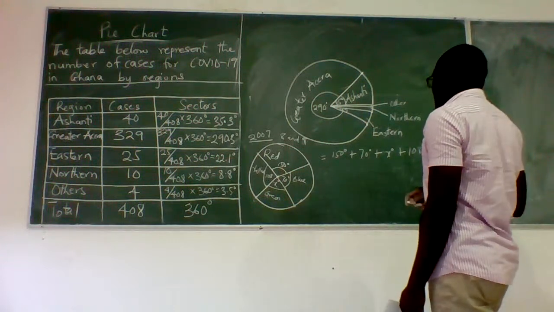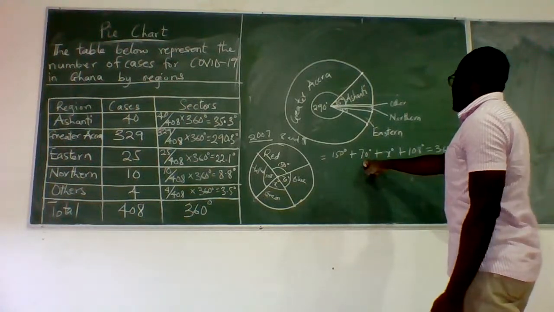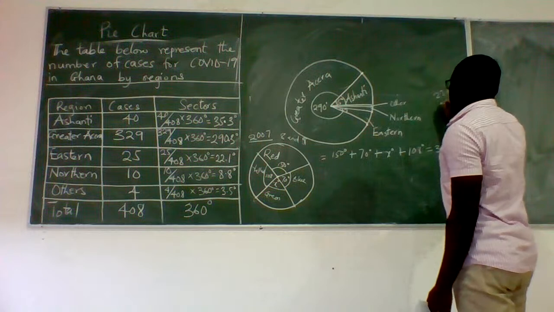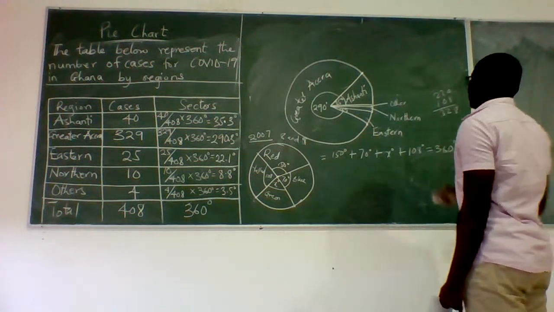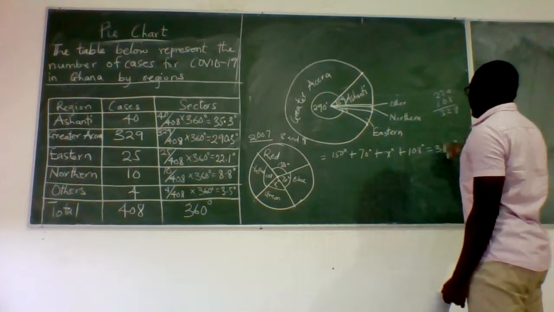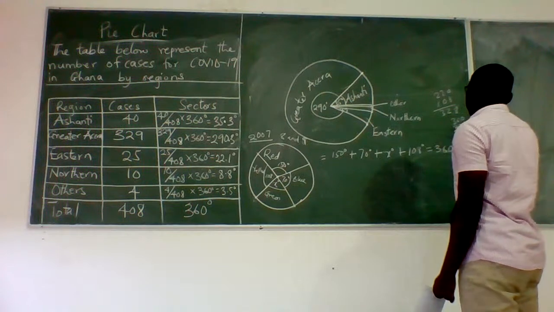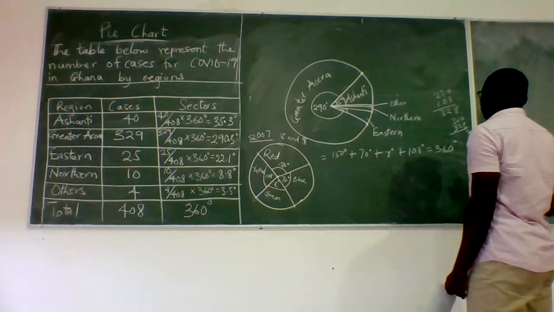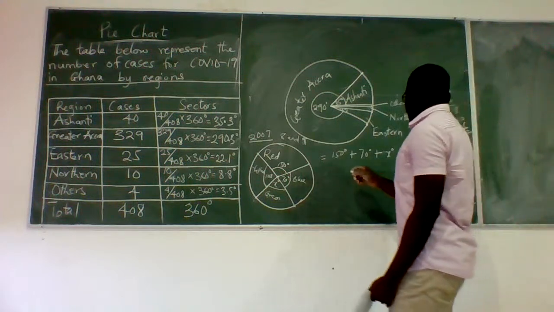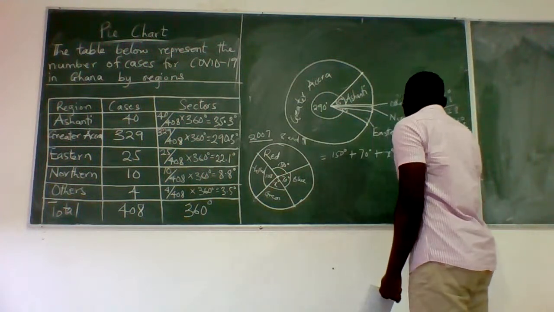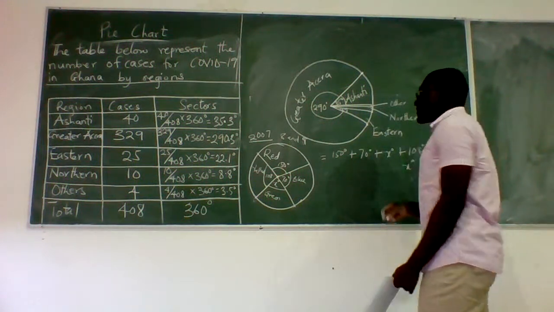So summing it, we have 150 plus 70 to give us 220. So we have 220 plus 108, that should give us 328. So you take this number from 360. So 360 minus 328 should give me 32. So here it simply tells us that the X degrees we are looking for is just 32 degrees.